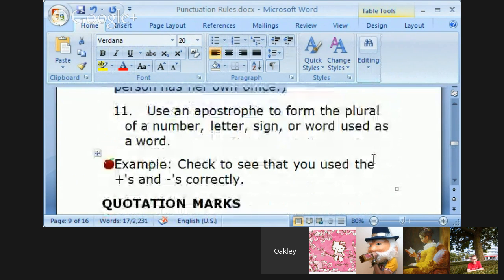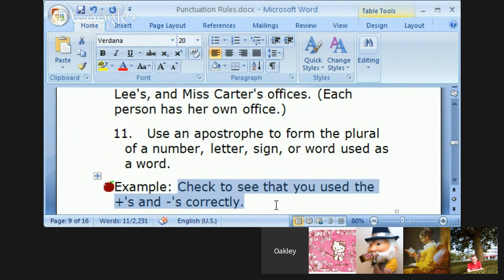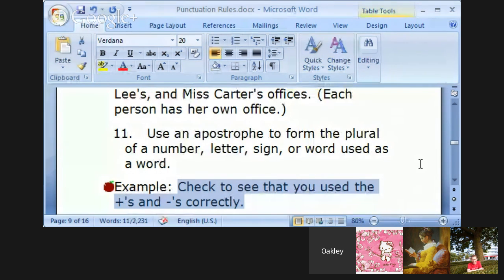Also, the apostrophe has many uses. Use an apostrophe to form the plural of a number, letter, sign, or word used as a word. Now, how's this spoken, Eliza? How would you read this? Check to see that you used the plus and minus signs correctly. Okay, tricky one. Do you guys know, Keiko or Heidi? This is tricky. I'm sorry, Eliza, I keep giving you the hard one.